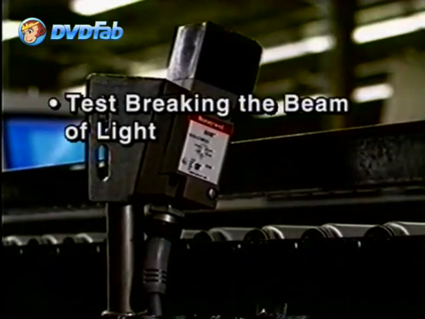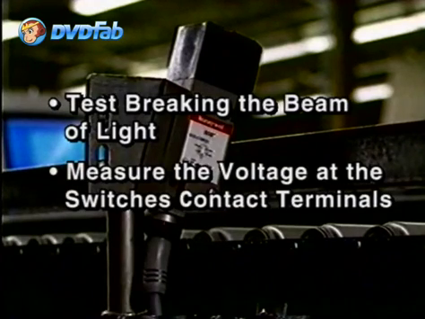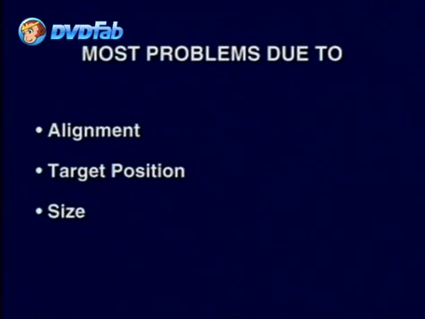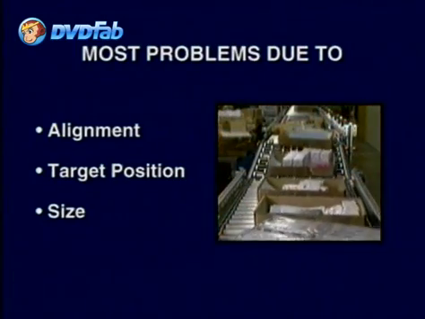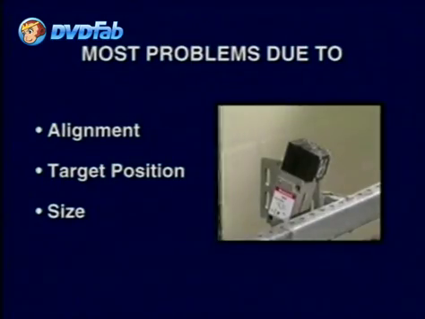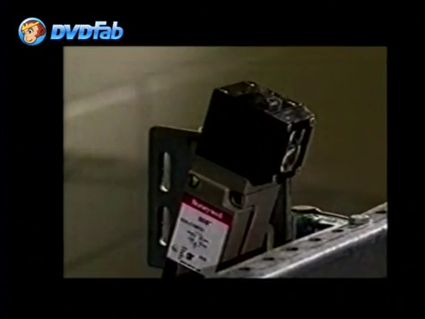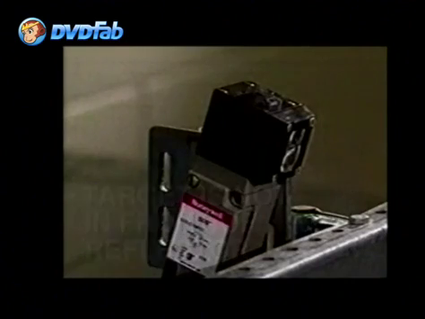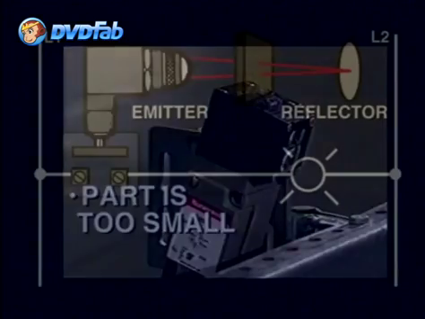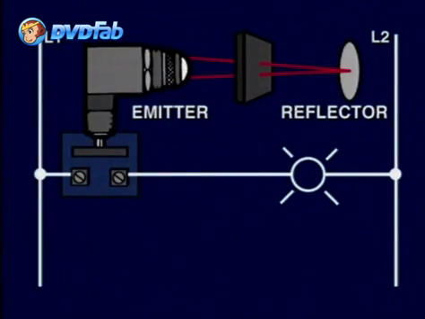You can also test after wiring, breaking the beam of light and measuring the voltage at the contacts terminals for proper operation of the contacts and the detection. Most of the problems associated with troubleshooting a photoelectric switch involve the source and reflector not being aligned or being knocked out of alignment. Another problem may be that the target part is not in front of the reflector, or that the part is too small for detection.